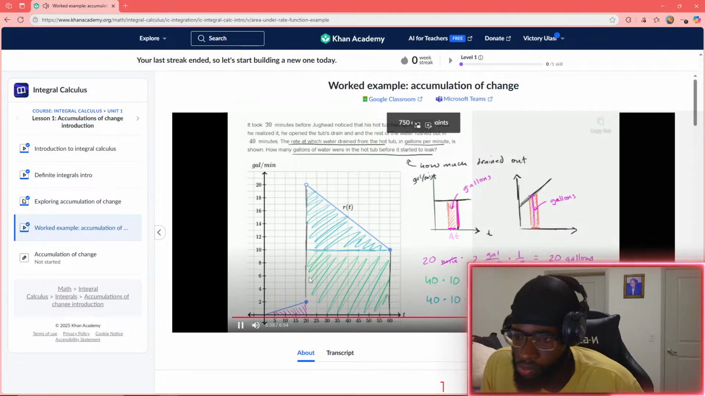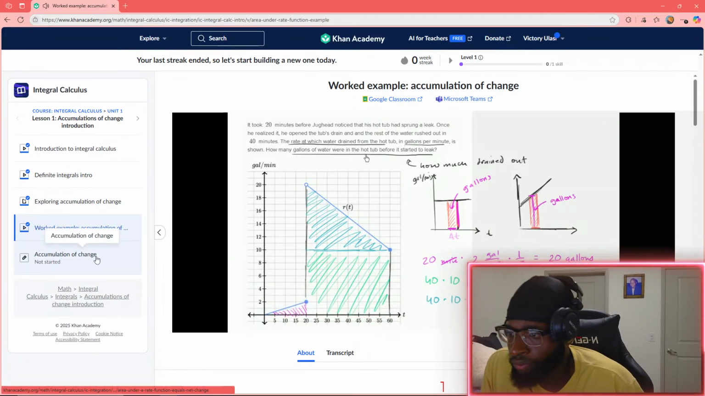620 gallons is how much water in total drained out, or how much water was in the tub before it started to leak, or the hot tub there. This is quite big for a regular tub, but this could be like a jacuzzi or a hot tub.